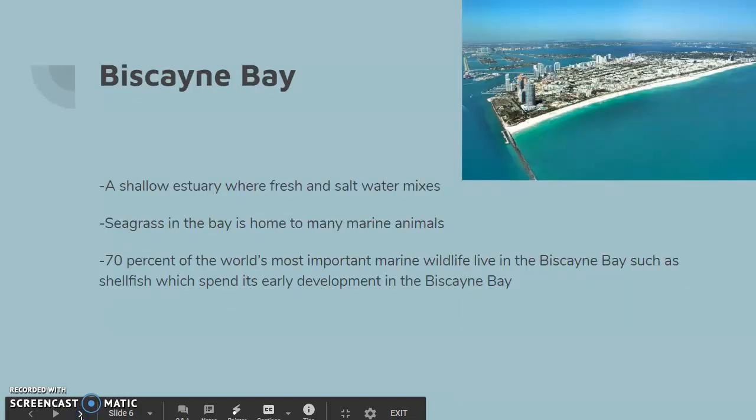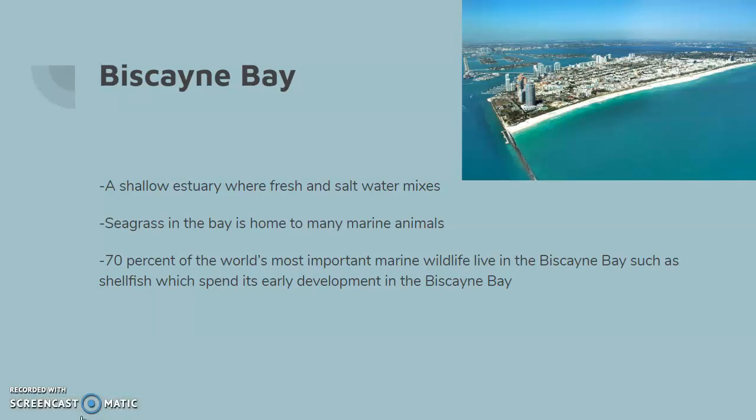The first one that we spoke of, Biscayne Bay. It is a shallow estuary where fresh and salt water mixes. It has seagrass in the bay, which is home to many marine animals. 70% of the world's most important marine life live in Biscayne Bay, such as shellfish, which spend its early development in the Biscayne Bay and then leave after they have developed.